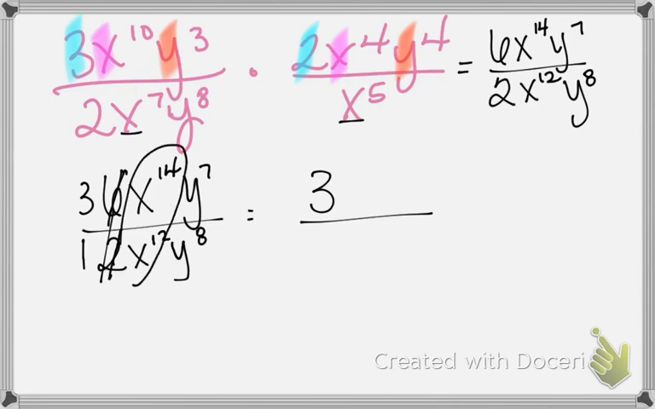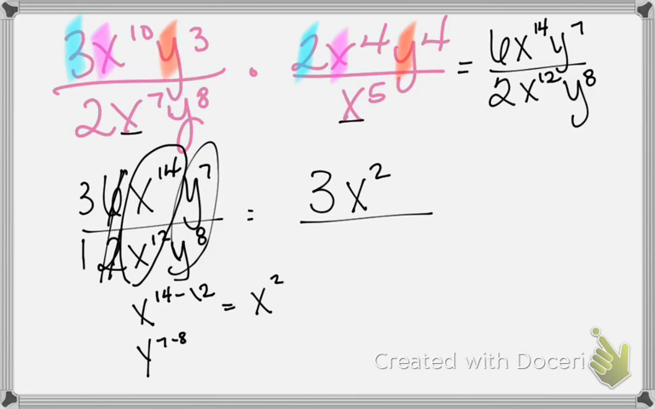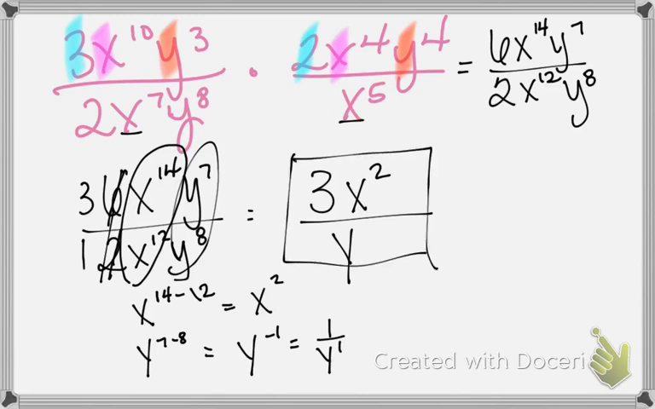Then we have our x to the 14th over x to the 12th. Remember, you can draw out all of the x's, or you can remember that division subtracts your exponents. So this will give me x squared. Same thing with that y to the 7th over y to the 8th. That's going to be y to the 7 minus 8, which is -1. And remember, you can't have a negative exponent, so it ends up in the denominator. So this is going to be y to the first power, or just y. And so our final answer is 3x squared over y.